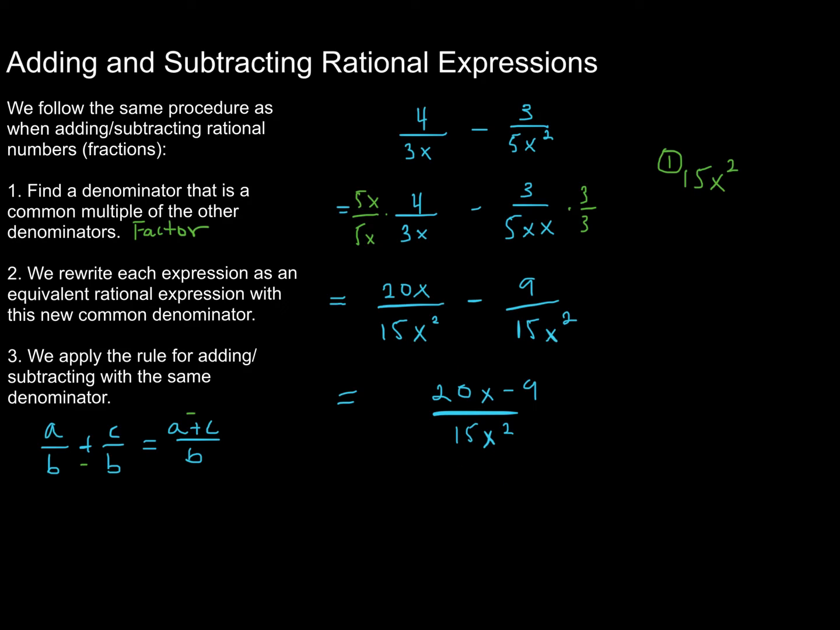And if I'm looking at the domain here, I can clearly see that what will make the denominator 0 is when x is 0. So my domain would be all real numbers except for x equals 0. And I'm done.